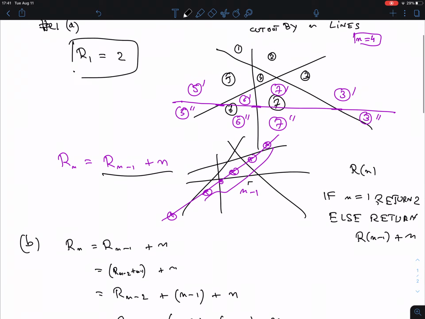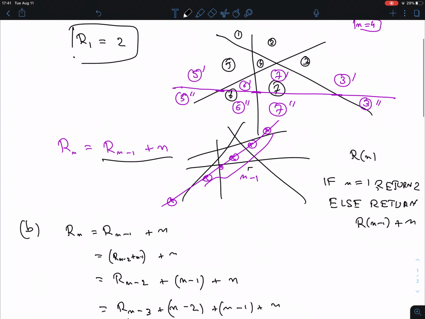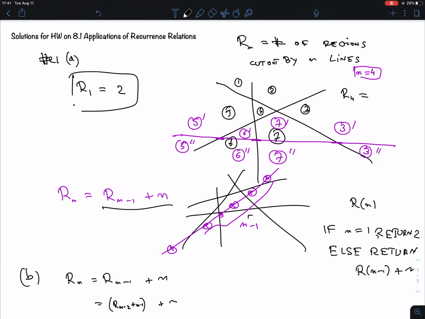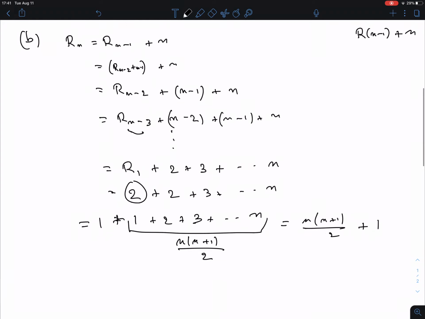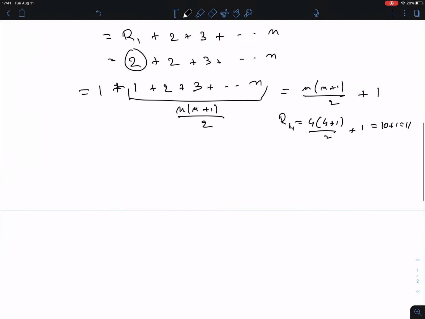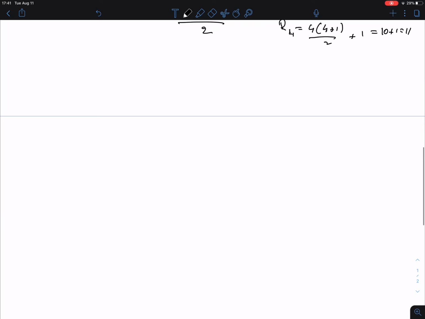And let's check it. We did it with 4, and we should get how many? We had 11, right? So, right. I actually never wrote down what R4 is. R3 was 7, and so R4 was 11. Okay, let's see whether this fits. So R4 is 4 times 4 plus 1 divided by 2, plus 1. That is 20 divided by 2, which is 10, plus 1, that's 11. That's exactly the number that we predicted. Okay?